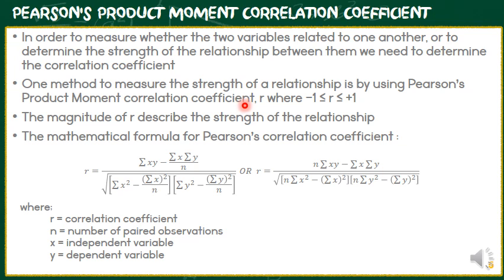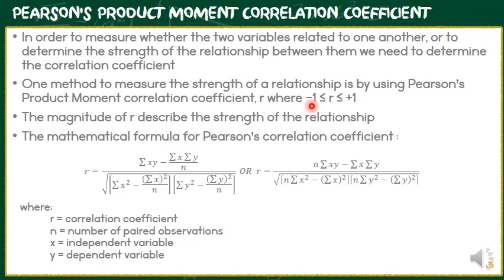So dalam correlation analysis, nak tengok sama ada relationship ke tidak, positif ke negatif, a very strong relationship ke ataupun a very weak relationship, kita pakai product moment correlation coefficient. This is the only method yang you belajar. So dalam exam pasti keluar. And correlation coefficient ini notationnya R.